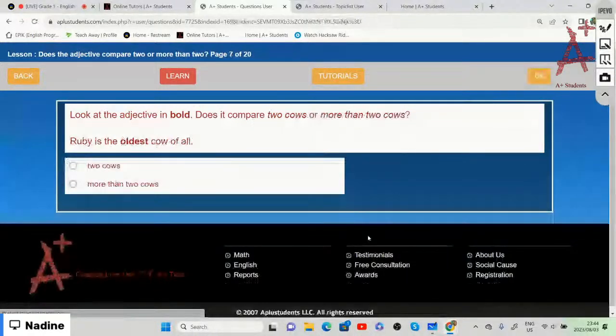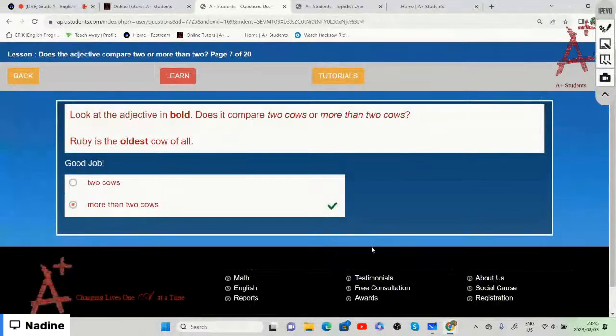All right, then we also have Ruby is the oldest cow of all. So the oldest cow of all, right? If you have 10 cows, for example, because they're saying of all, this farmer has 10 cows, and it means that Ruby is being compared to all of the 10 cows. So this is more than two cows that Ruby is compared to, right?